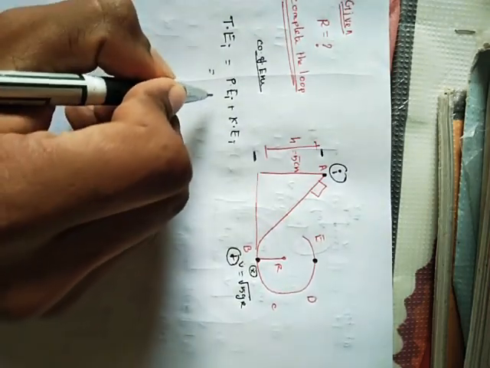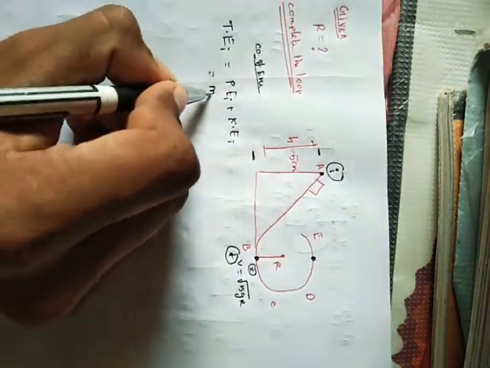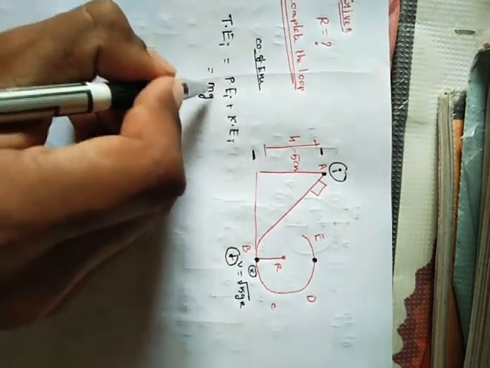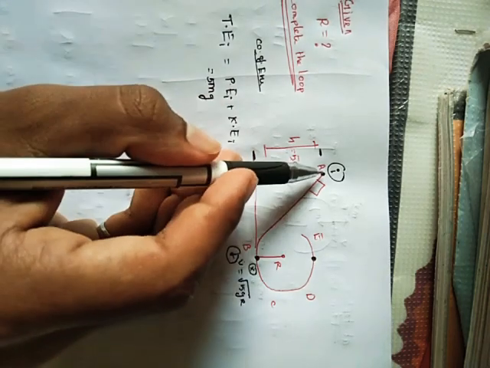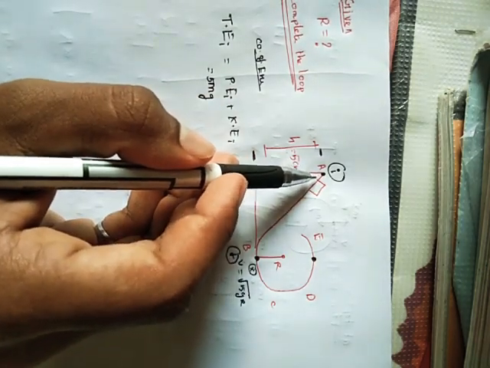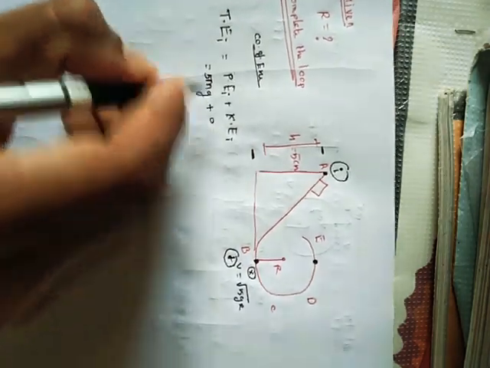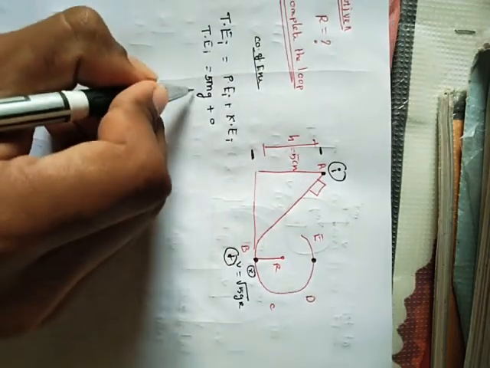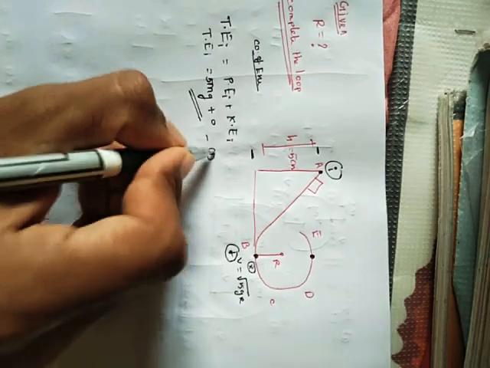We already know the potential energy formula is mgh. The value of h is 5 centimeters, so I'm writing 5 mg, plus the kinetic energy. Initially it does not have any velocity, hence its kinetic energy must be 0. So total initial energy equals 5 mg. That's it. This is the first equation.